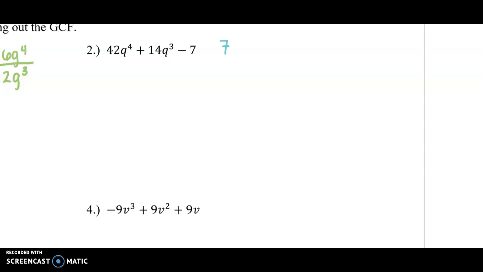Since I don't have a q in this last term, I cannot remove a q from anything. I can't make that a part of my GCF. Then to write our final answer, we would have 7 times 42q to the 4th divided by 7. You're just going to do 42 divided by 7, which is 6. So 6q to the 4th plus 14q to the 3rd divided by 7. The only thing you can simplify is the 14 and the 7. So 2q to the 3rd minus, because that's the sign that was there, 7 divided by 7 is just 1.